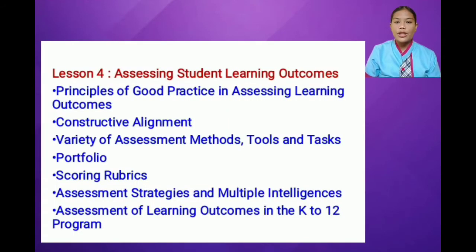The topic of Lesson 4 is Assessing Student Learning Outcomes, and these are the subtopics. First, Principles of Good Practice in Assessing Learning Outcomes. Second, Constructive Alignment. Third, Variety of Assessment Methods, Tools, and Tasks. Next, Portfolio. Then Scoring Rubrics. Then Assessment Strategies and Multiple Intelligences. And last, Assessment of Learning Outcome in the K-12 program.